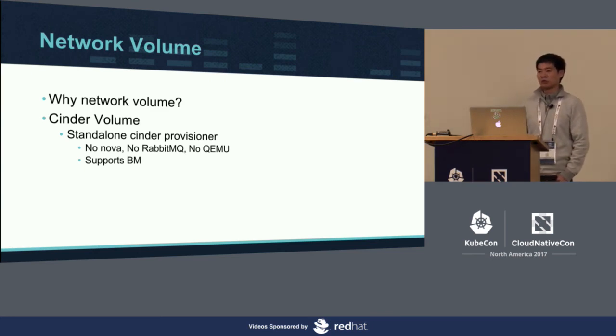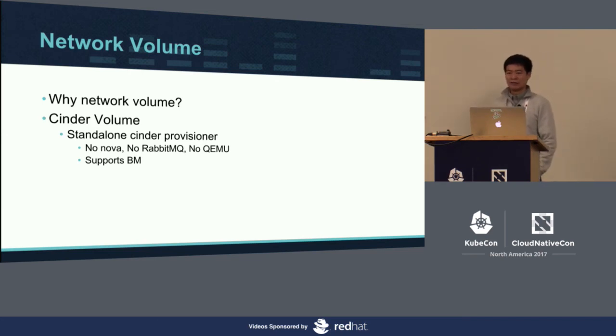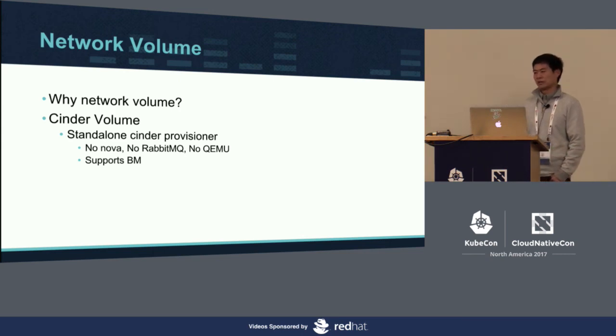At the very beginning, we were using the standard OpenStack Cinder volume. But after one year of user experience, we found that it has some problems. First, it depends on too many third-party components. And second, it cannot support bare metal. For this reason, we switched to using the standalone Cinder provisioner from the Kubernetes community.